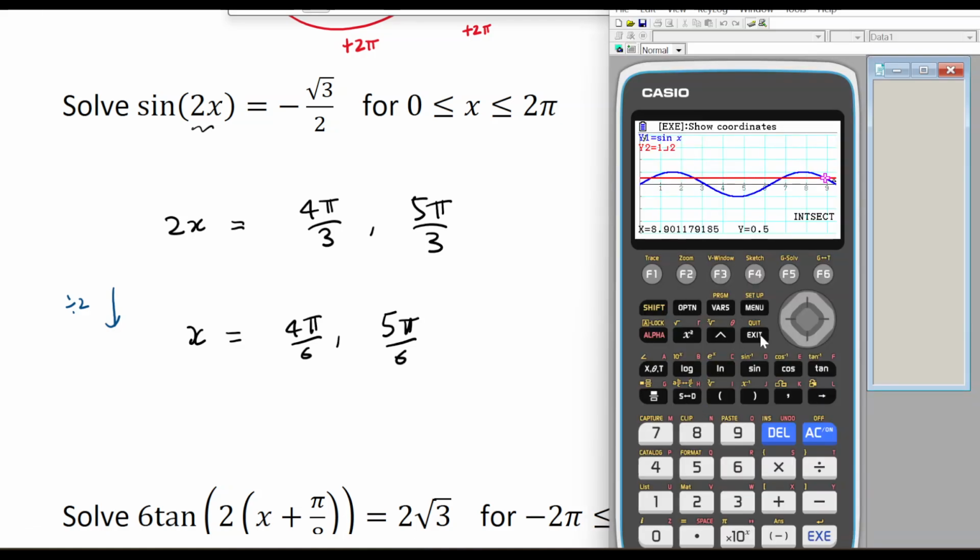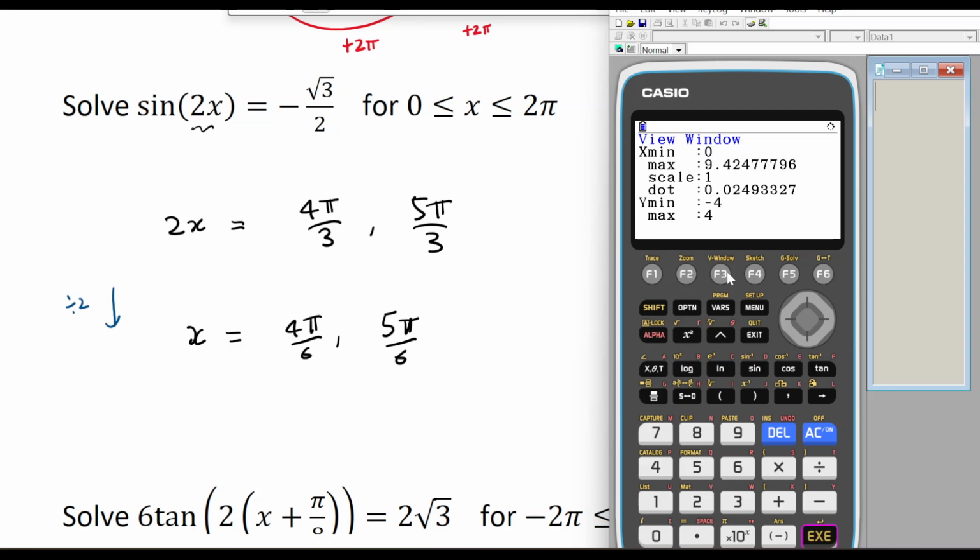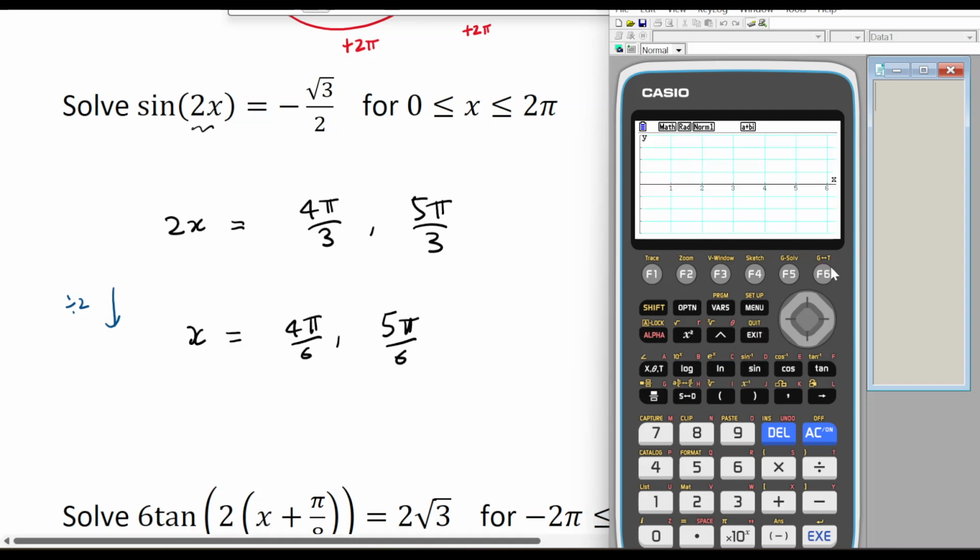Absolutely. Let's check. So let's see if we can go sine of 2x, and I'm expecting to see 2 answers here, equals minus root 3 over 2. We would hope that we get those same 2 answers. I better set up my window to go from 0 to 2 pi. And let's see how it's gone. Uh-oh, there's 4 answers. It's almost like I planned it.